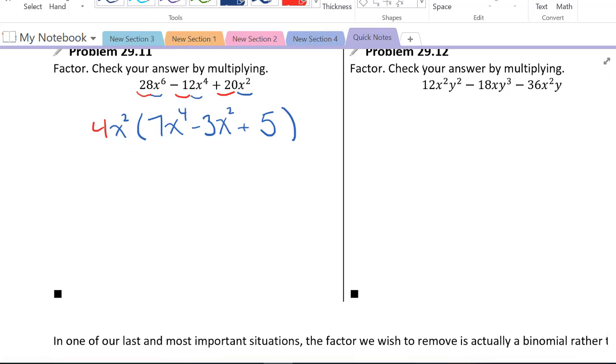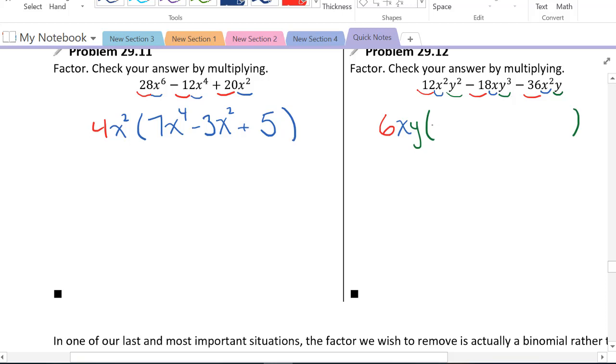Okay, let's look at the next one. We have 12, negative 18, negative 36. What's the largest one we can take out? It looks like we can take out 6. Let's look at the x's. We have x squared, x^1, x squared. Which one can we take out? The smallest one, x^1. Next, we have y squared, y cubed, and y^1. What's the smallest one you can take out? y^1.